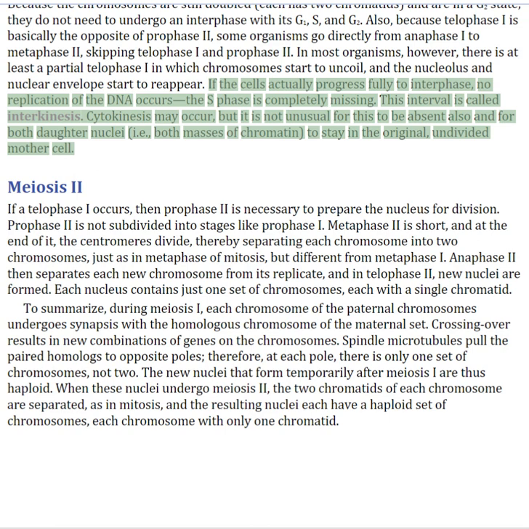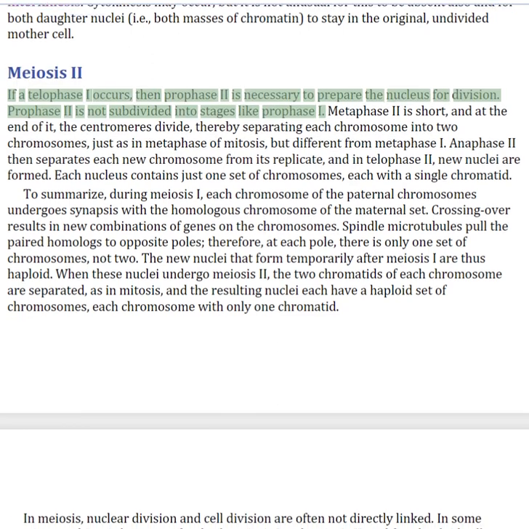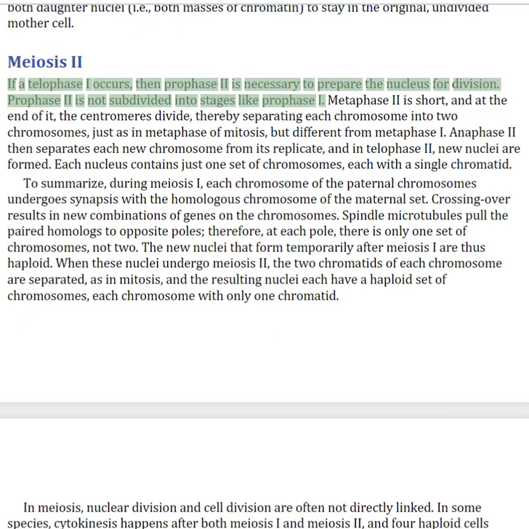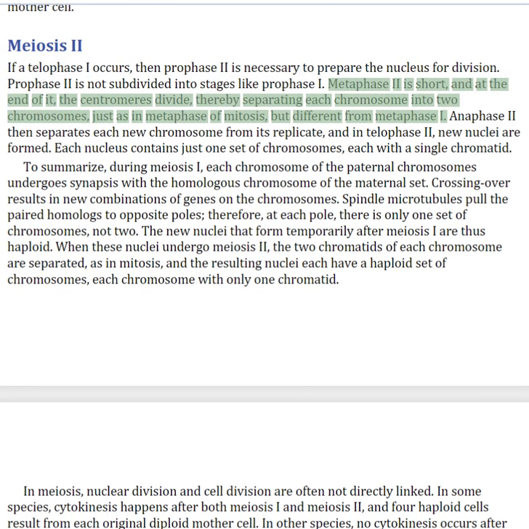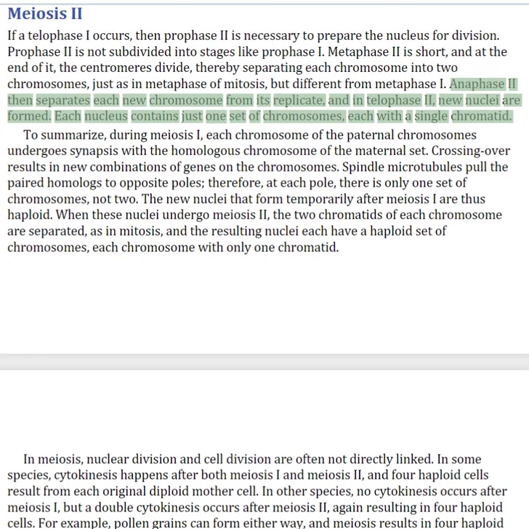Cytokinesis may occur, but it is not unusual for this to be absent also and for both daughter nuclei to stay in the original, undivided mother cell. Meiosis II. If a telophase I occurs, then prophase II is necessary to prepare the nucleus for division. Prophase II is not subdivided into stages like prophase I. Metaphase II is short, and at the end of it, the centromeres divide, thereby separating each chromosome into 2 chromosomes, just as in metaphase of mitosis, but different from metaphase I. Anaphase II then separates each new chromosome from its replicate, and in telophase II, new nuclei are formed. Each nucleus contains just one set of chromosomes, each with a single chromatid.